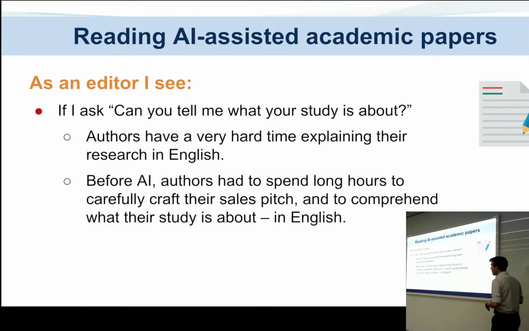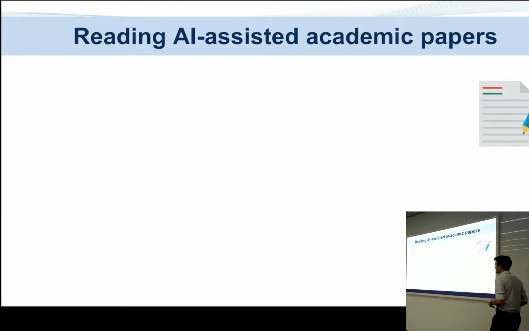So before AI, authors had to spend long hours, months, typing word by word, carefully crafting their sales pitch, and comprehending what their study is about in English. This was 6 months of time to figure out these details and to think, how do you feel about it? And what are we talking about?